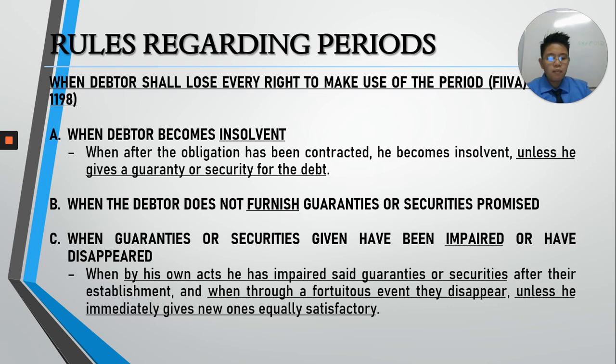Now, what you have to remember here, if through the fault of the debtor, yung security hindi kailangang totally destroyed. Kaya nga sabi ko sa inyo, impaired yung guarantees or securities. So, kung kasalanan ng debtor, hindi kailangang totally destroyed yung guarantees or securities to make him lose the right to use a period. But in case of a fortuitous event, it is required that the security must totally be destroyed or must totally disappear before the debtor will lose the right to a period.